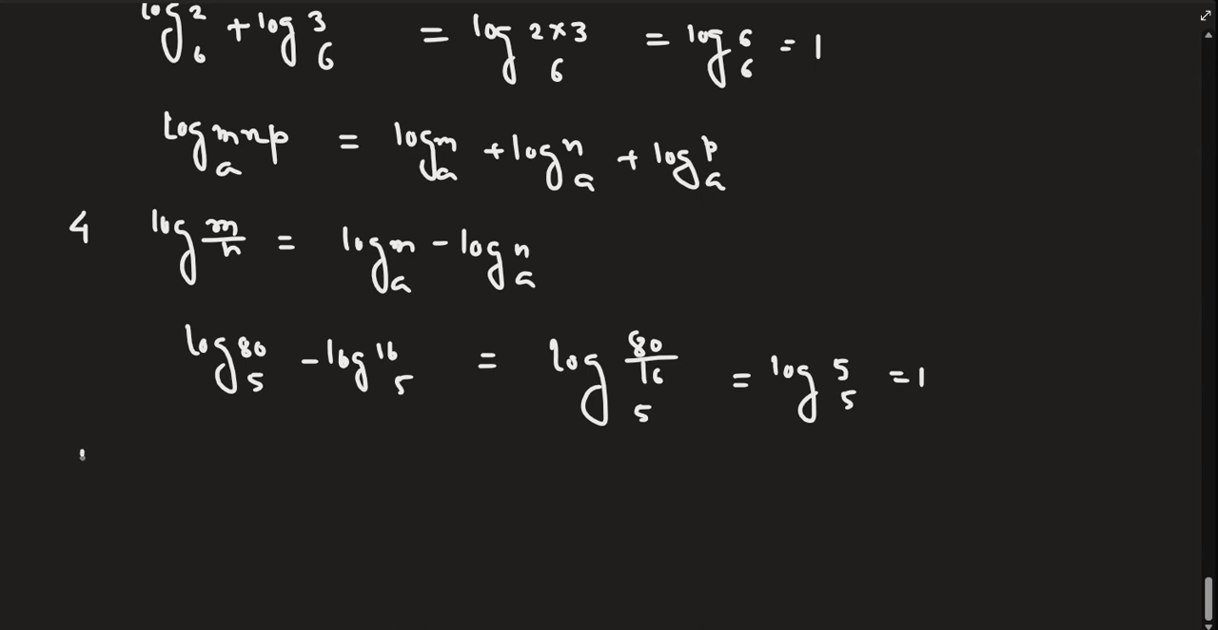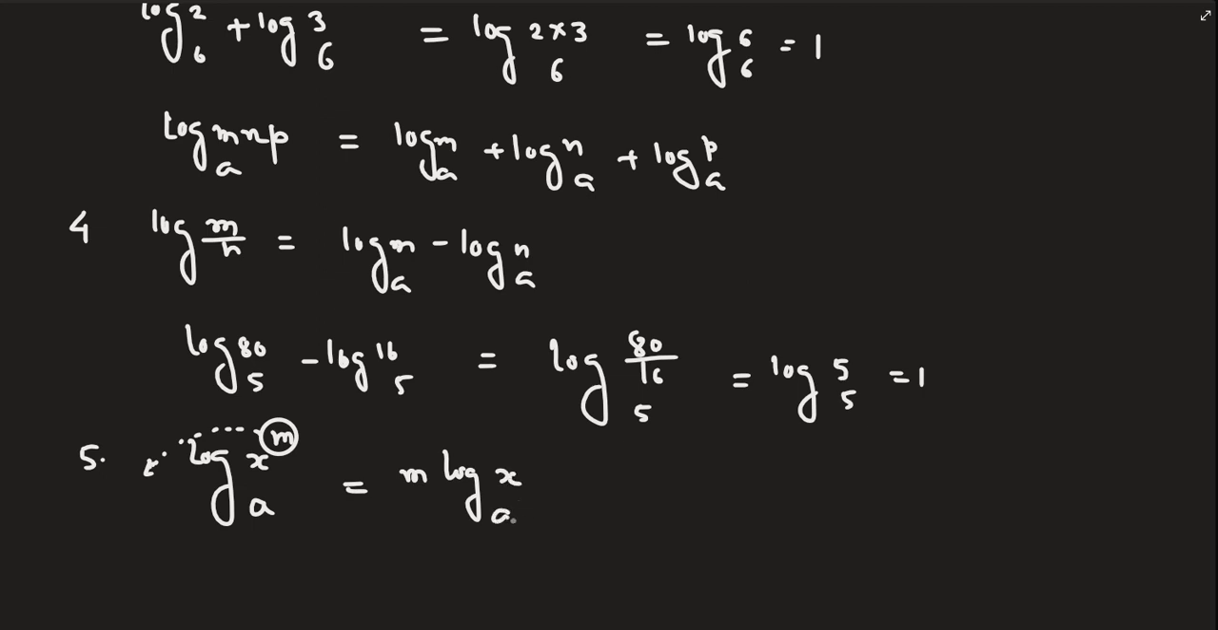Now, next property. If you have log x, and its power is m, here it is a, then this m can be taken outside of the log. It will be m times log of x base a, m times log x base a.